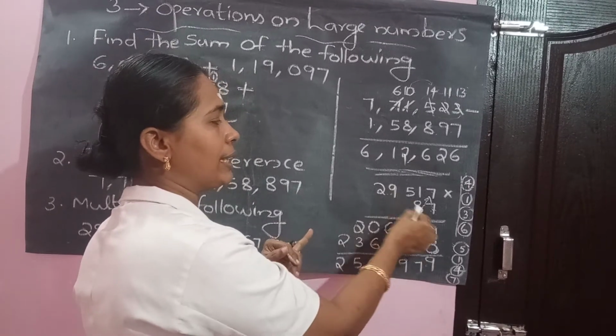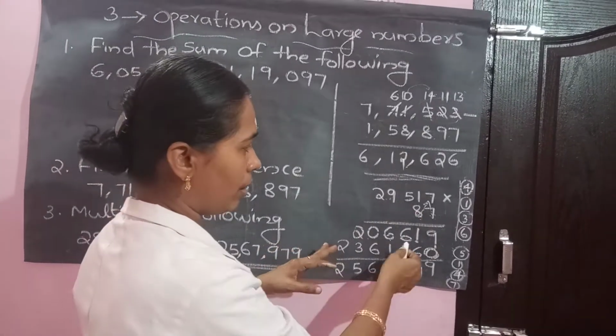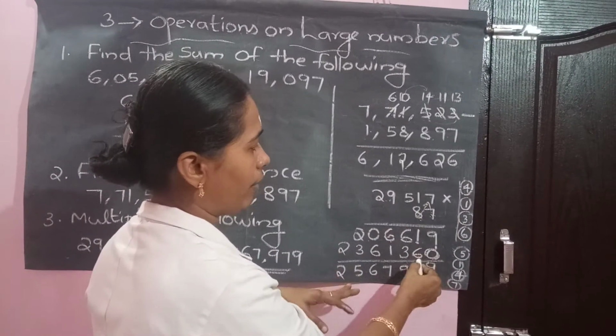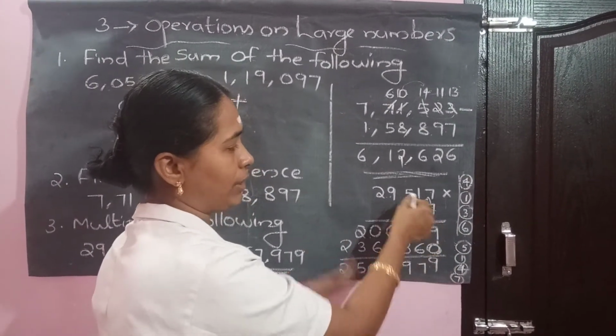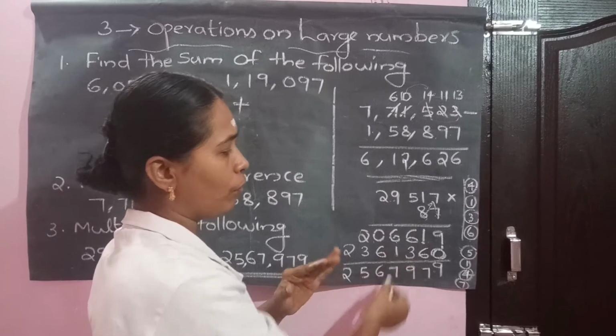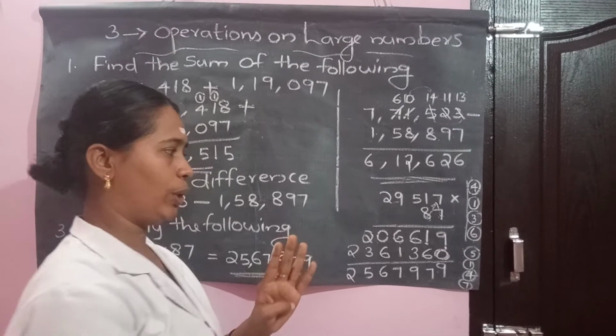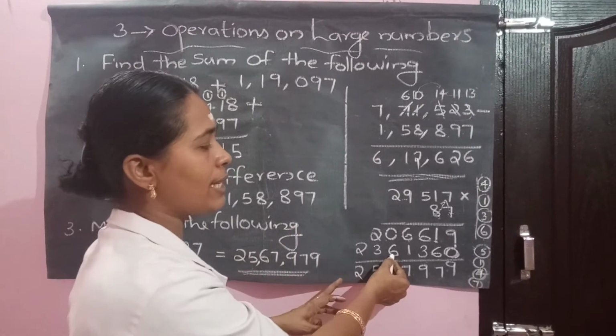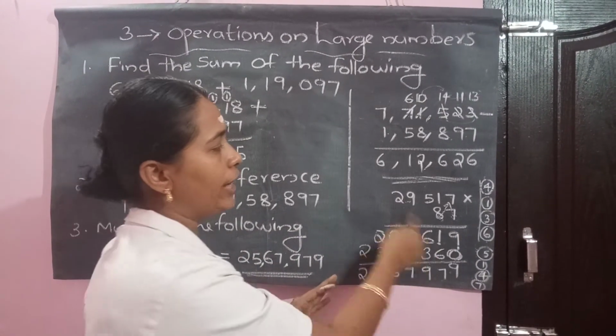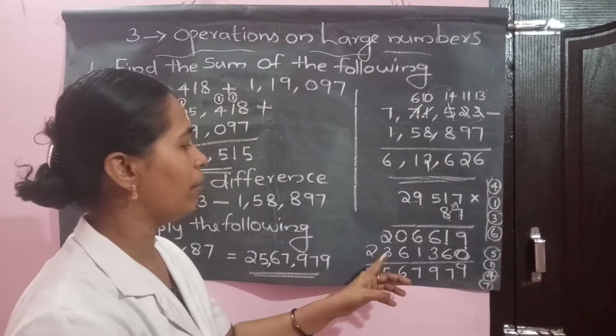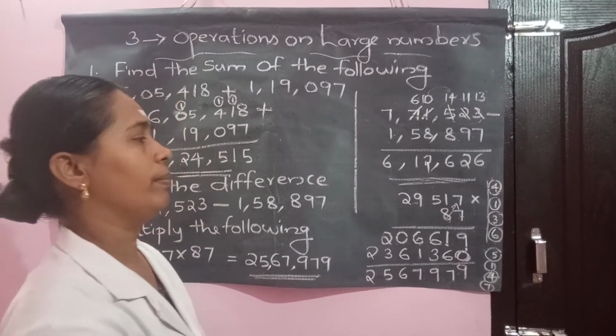Then 9 8s are 72. 8 5s are 40, 40 plus 1 is 41, 4 remains. Then 9 8s are 72, 72 plus 4 is 76, 7 balance. 8 2s are 16, 16 plus 7 is 23.